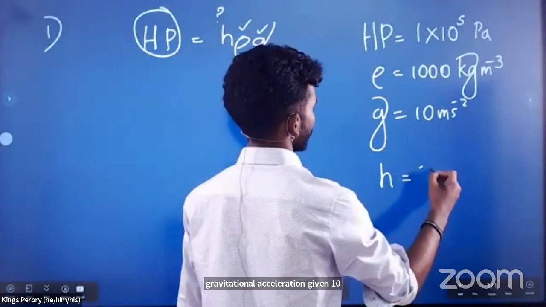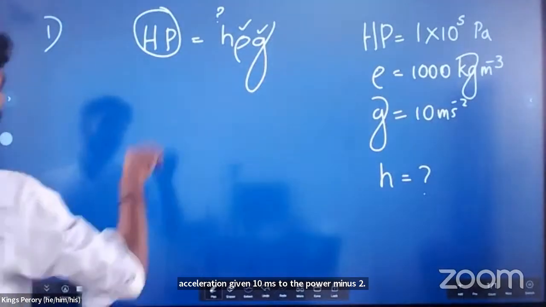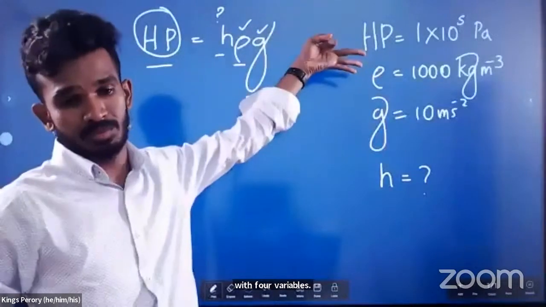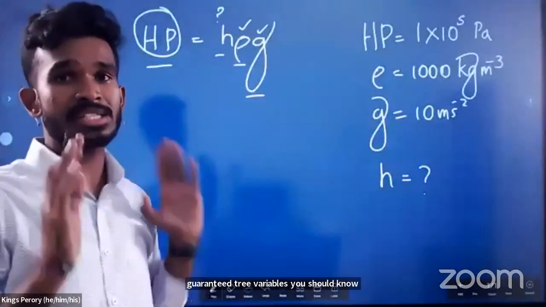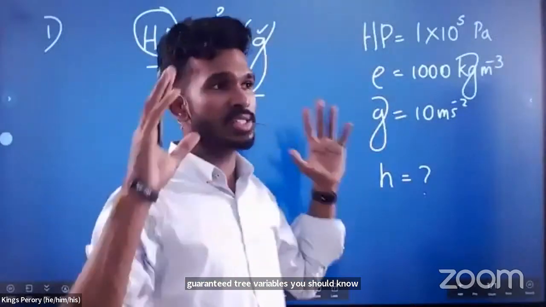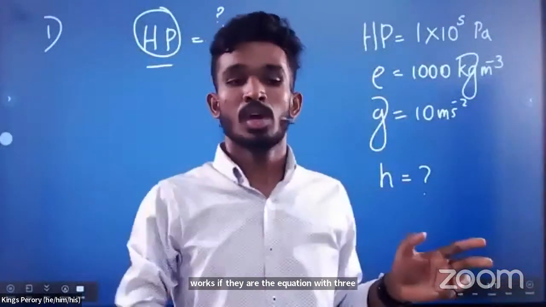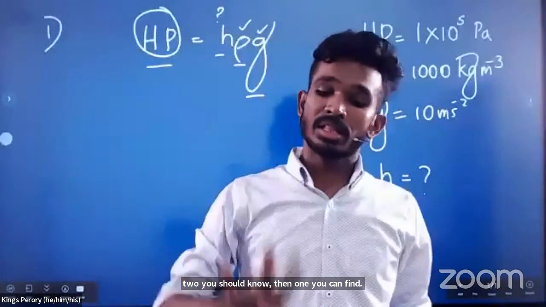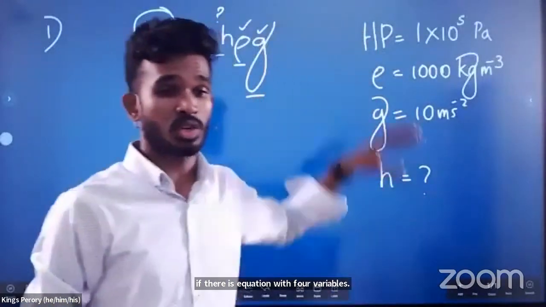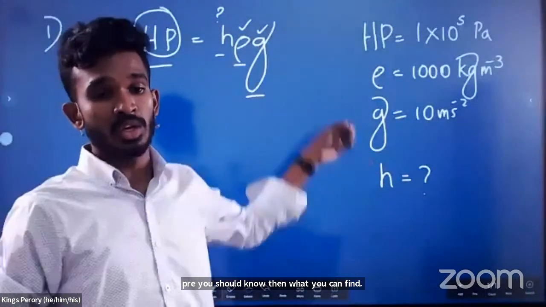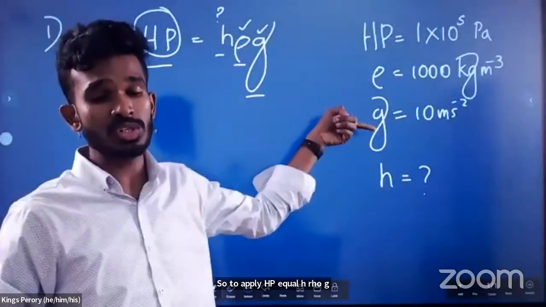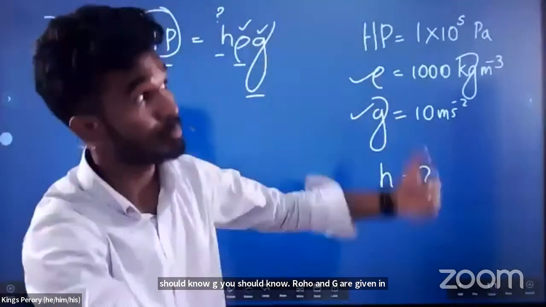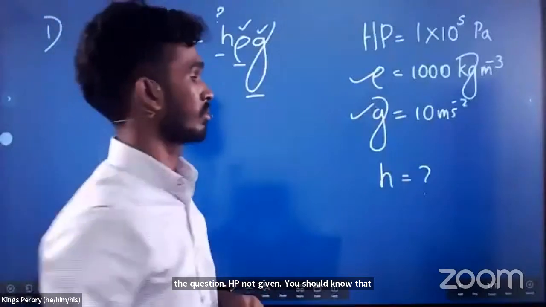H they are asking. Remember, if there is an equation with 4 variables, you should know 3 of them, then only can you find the one variable. That is how math works. If there is an equation with 3 variables, you should know 2, then you can find 1. So to apply P equal H rho G, you should know 3 things. Rho and G are given in the question. P is not given. You should know that atmospheric pressure is 1 into 10 to the power 5 Pascal. From there you can find it.